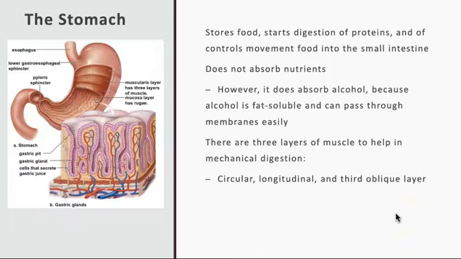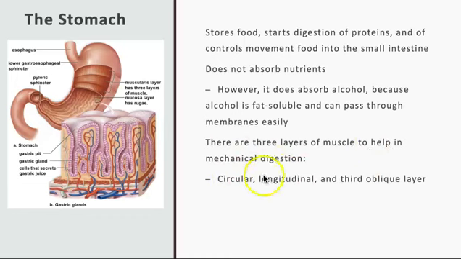Let's move into the stomach. This organ is going to help to store food and start digestion of proteins. Remember, before this, we only had amylases and lipases, so we only started breaking down our carbs and our fats. So this is the first time we're breaking down proteins. We're also going to control the movement of food into the small intestines. Note that we are not absorbing any of the nutrients here, but we can absorb alcohol because it's fat soluble and can pass through the membranes easily.